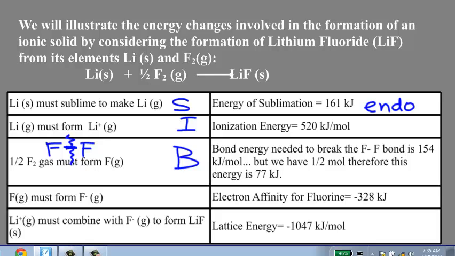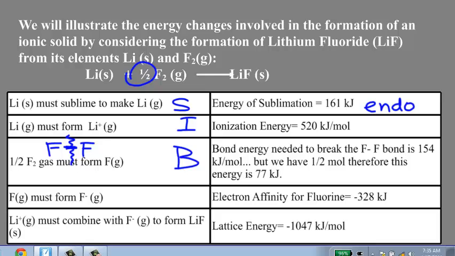All right? And the bond energy is given in tables in chapter 8. The bond energy for F to F is 154 kilojoules per mole. For every mole of F2, we're going to need 154 kilojoules to break it. But if you look at the equation, since the coefficient here is 1/2, we only have half a mole. So we divide that number by 2.